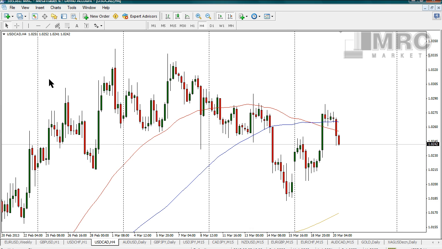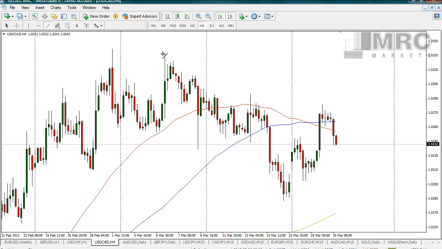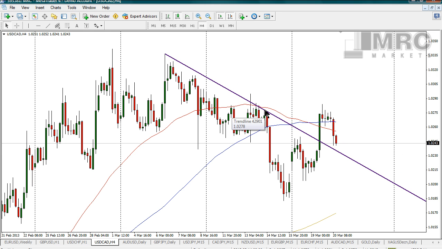So if you look at this 4 hour chart, we had a decent sort of trendline resistance here, and that's now been broken. So you could say that the bias is towards the upside.